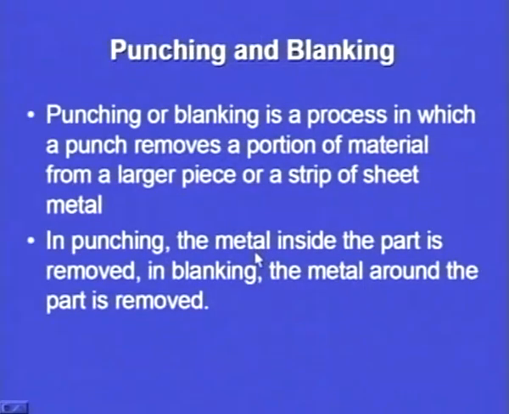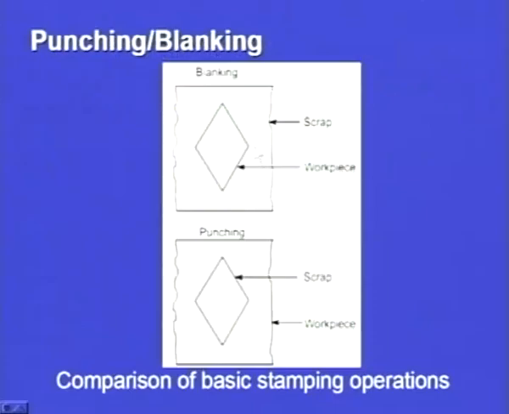Now punching or blanking is a process in which a punch removes a portion of material from a larger piece or a strip of sheet metal. So a piece of material is getting removed. Here this piece is the material that is getting removed, and this is the workpiece in case of blanking. In this case, this is the material that is getting removed. The remaining portion is the final product that we are aiming for.